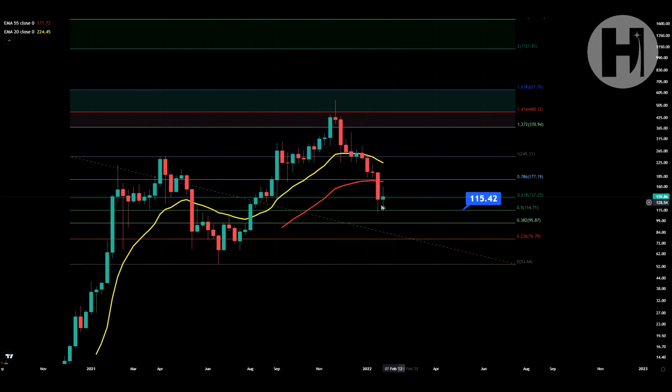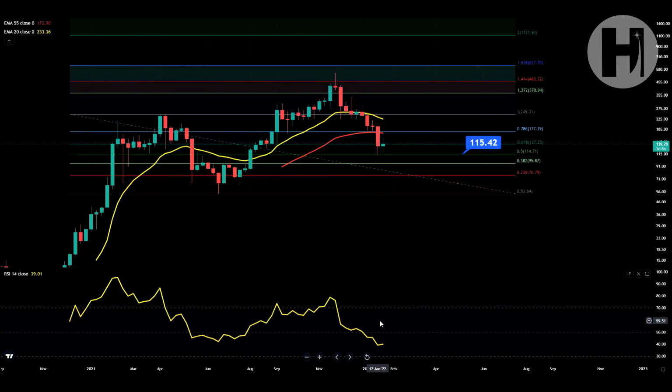Now, like I said, if you start losing the golden ratio, look at the 0.5 as support. Below that, you do have the 0.382, but we'll take a look at these buy levels on the next chart that we're going to look at, which is the Binance chart. Right now, I do want to take a look at the weekly RSI.